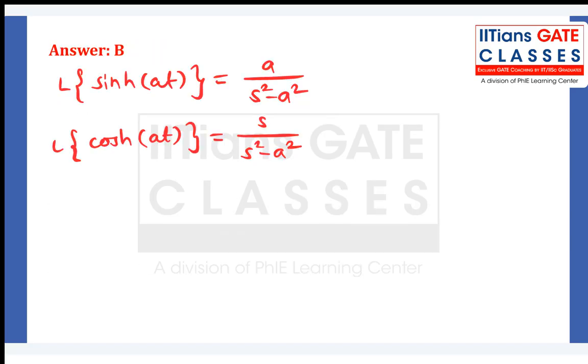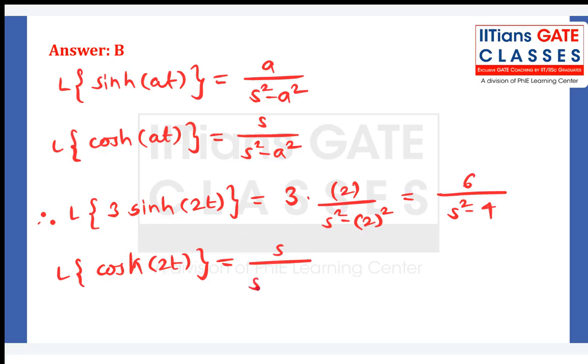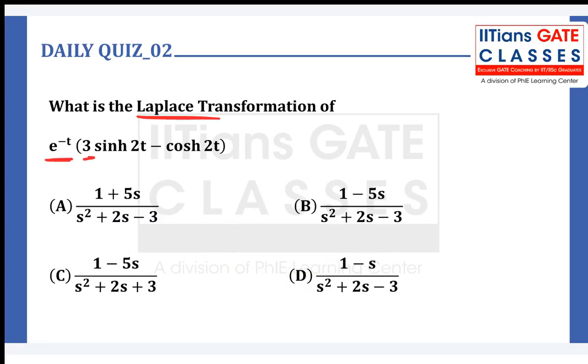Okay, so therefore Laplace transform of 3 sine hyperbolic 2t is nothing but, see, 3 is a constant, so that comes like that only, and sine hyperbolic 2t will be a is 2, so that will be 2 by s square minus 2 square. Okay, so basically 3 into 2 is 6, and this is s square minus 4. And Laplace transform of cos hyperbolic 2t is nothing but s by s square minus 2 square. So just s by s square minus 4. Okay. And in this question, you are supposed to subtract these two terms.